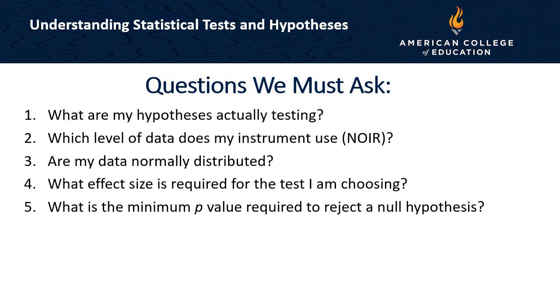At the beginning of this tutorial, we reviewed some of the questions we have to ask when choosing a statistical test, and let's review those again. Number one, what are my hypotheses actually testing? Number two, which level of data does my instrument use? Nominal, ordinal, interval, or ratio data? Number three, are my data normally distributed? Number four, what effect size is required for the test I'm choosing? And number five, what is the minimum p-value required to reject a null hypothesis? And by and large, that's going to be p is less than 0.05.